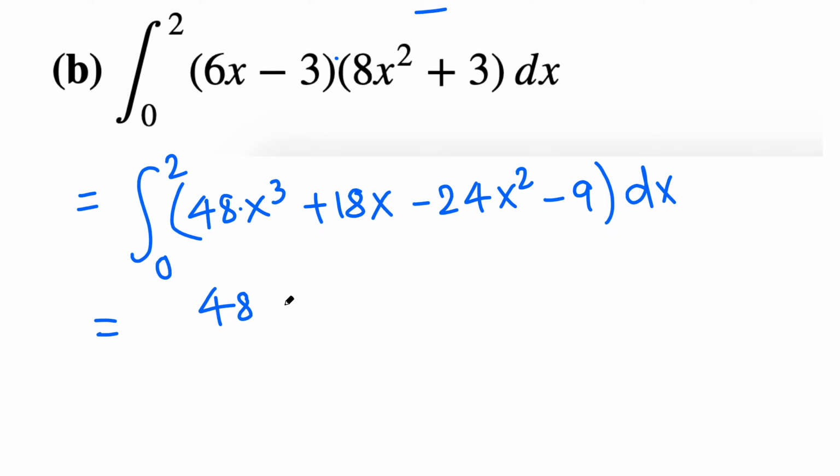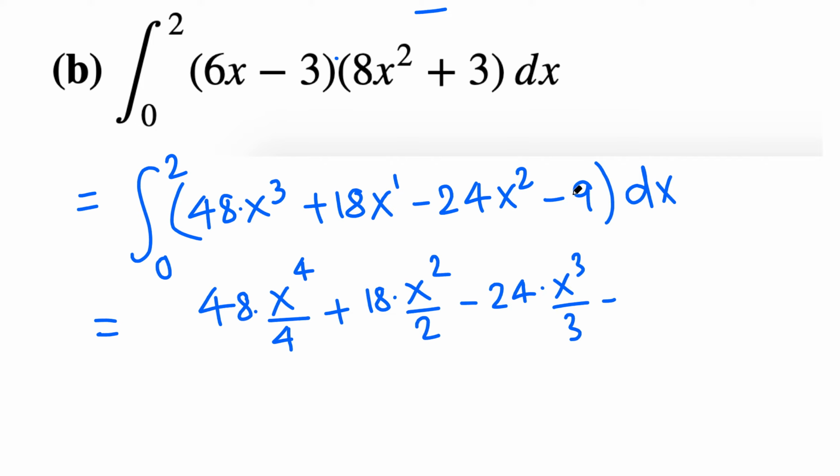because when we have a product with a constant, we can leave the constant and just do the function. This is x to the 3 plus 1, 4, divided by 4, plus 18x, 18 times x squared over 2, 1 plus 1, 2 over 2, minus 24 times x cubed over 3, minus 9x. We know that the antiderivative of a constant is the constant times x, because the derivative of 9x is 9. Now we need to evaluate this from 0 through 2. We replace x throughout by 2, minus replace all x throughout by 0.